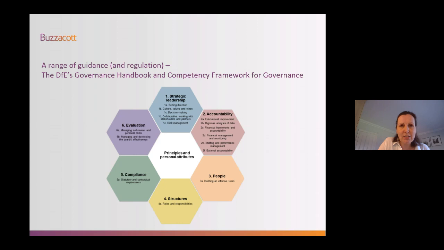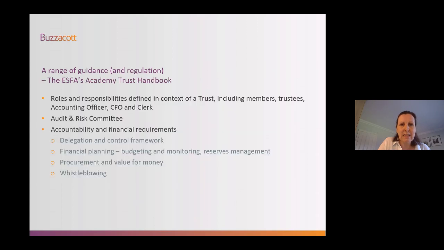So if we just turn on to the next slide, really the key document here in setting the scene, and which the various governance codes feed into, as I've already mentioned, is the ESFA's Academy Trust Handbook. The latest handbook came into being from the 1st of September 2021, and this is for all academy trusts. It's critical that this is followed by a trust and that the board members are fully conversant with the requirements of the Academy Trust Handbook.